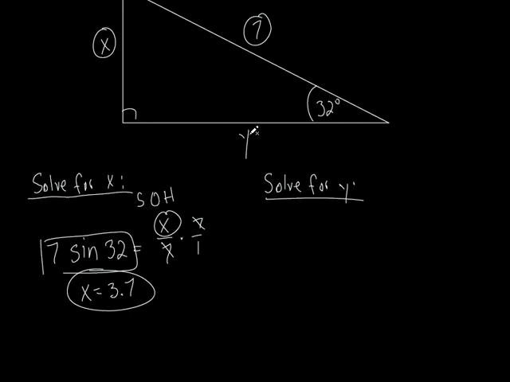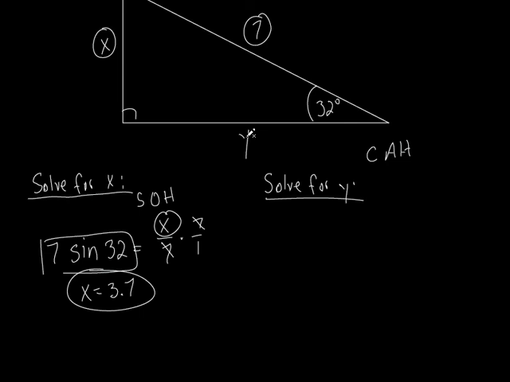So we're trying to solve for y. What is this side y relative to this 32 degrees? It's adjacent. And then what is this side 7 that we actually know? It's the hypotenuse. So what does SOH-CAH-TOA stand for? It stands for adjacent and hypotenuse. What goes before that? Cosine. So we use the cosine to solve for y.